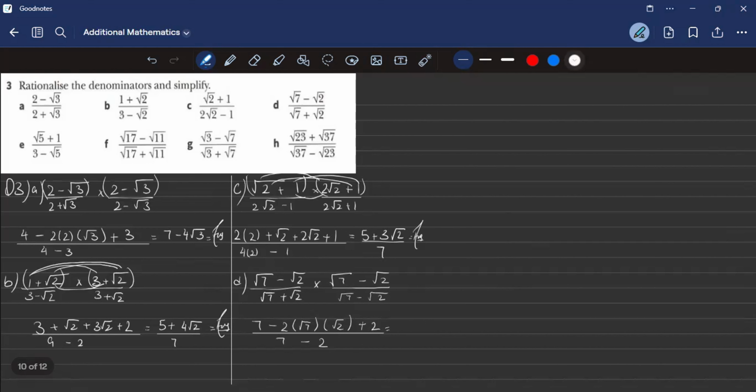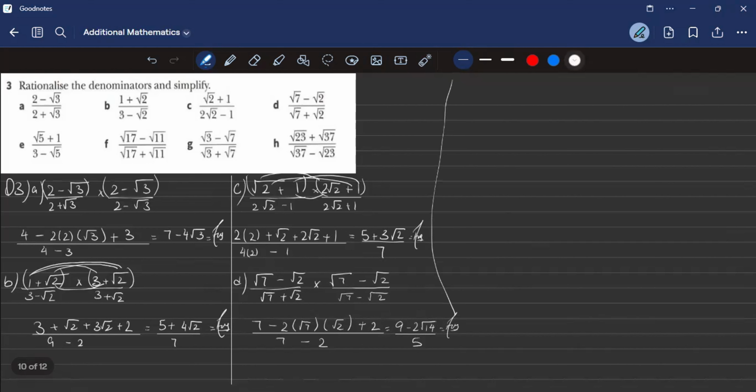7 plus 2, 9, minus 7 times 2 is 14. So minus 2 root 14. I guess this can be simplified. 7 and 2, no, this can't be simplified. So this is 7 minus 2, which is 5. So 9 minus 2 root 14, divided by 5, is your final answer for part D. And that's it for part D.